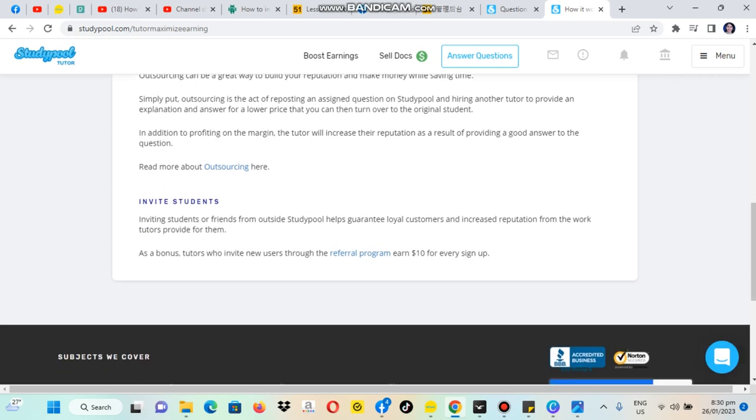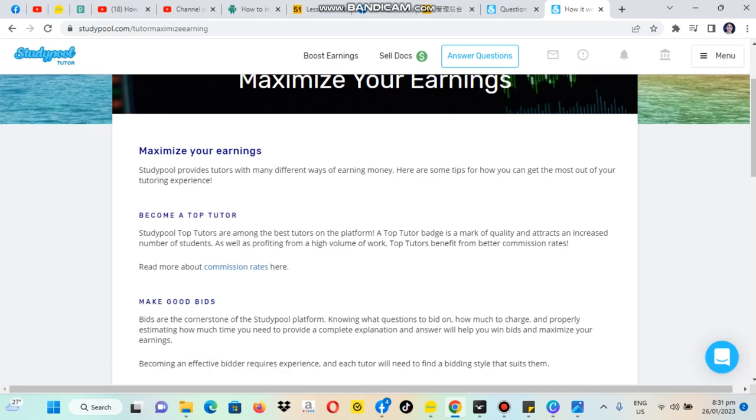Inviting students or friends from outside Studypool helps guarantee loyal customers and increases reputation from the work tutors provide for them. As a bonus, tutors who invite new users through the referral program earn $10 for every sign-up.